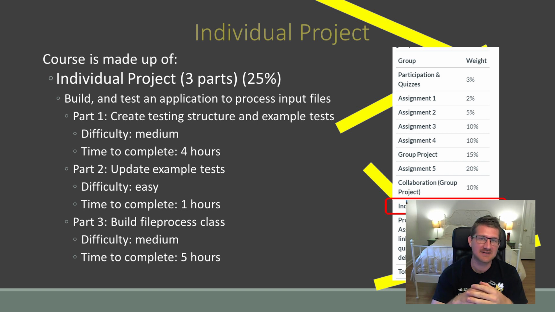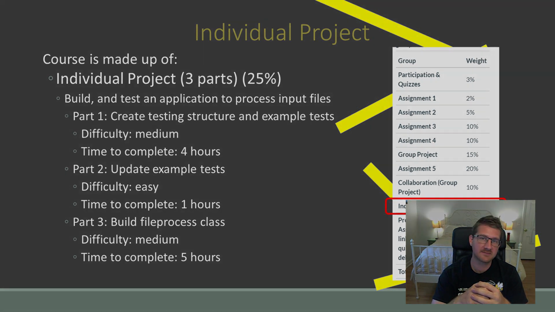The individual project that we were given had 3 deliverables. The first deliverable was to create a project testing structure along with project tests. The second deliverable was to revise these project tests and kind of go over them and then clean them up. And then lastly, it was to build the actual file processing class, which was what this whole project was centered around. So now, let's take a look at each one of these deliverables.